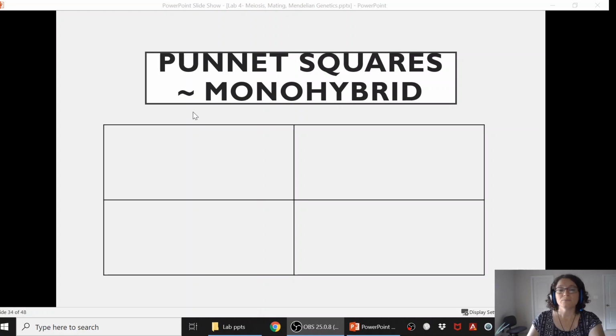And up here, it doesn't matter where the mom or the dad goes, just as long as you clarify who's mom and who's dad, okay? Up here, you would put what the dad has to offer. You do need to know their full genotype for this. You can't just go off of their phenotype because for some dominant phenotypes, there are 2 different genotypes.